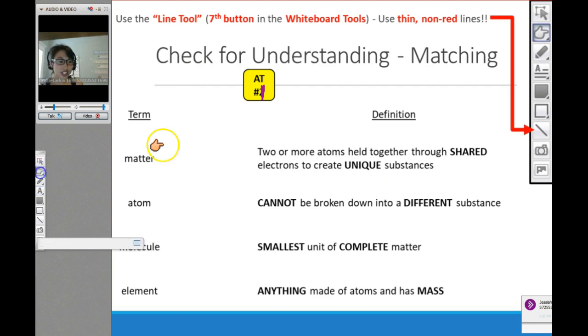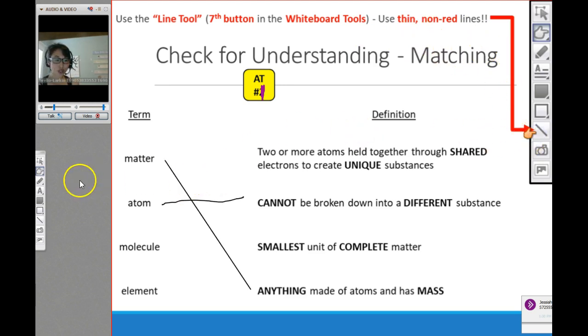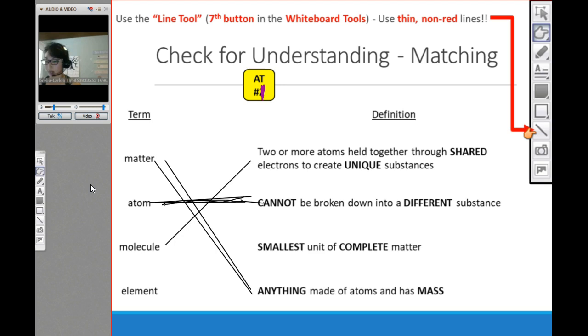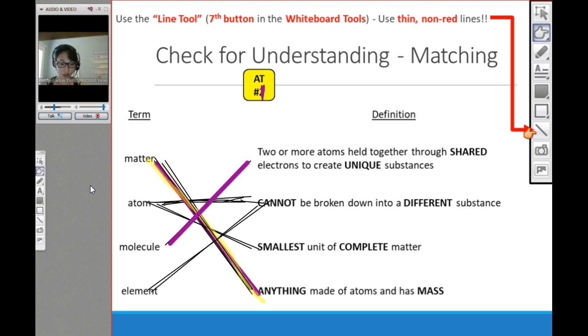Awesome. Okay, looking good. So please match these up. Go ahead on the whiteboard, use your whiteboard tools, use thin lines, use any color but red. It's the 3rd tool up. Go ahead and match those up for me. What is matter? What is atoms? What are molecules? And what are elements? All right, there we go. Looks like we're correcting some mistakes on atoms. I love it. Correct that mistake. There we go. Good, good, good.